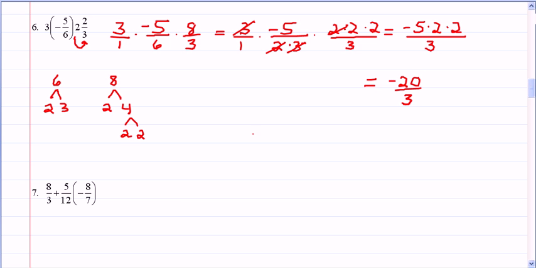And on this example, I'm going to change this to a mixed number. 3 divides into 20 6 times without going over, and I get a remainder of 2. So this can also be written as negative 6 and 2/3.